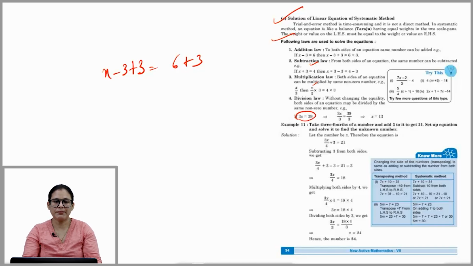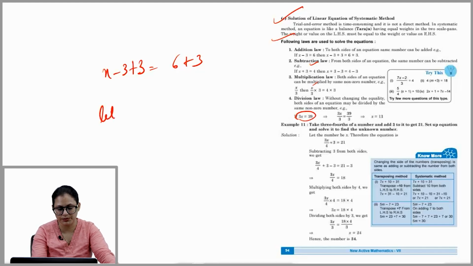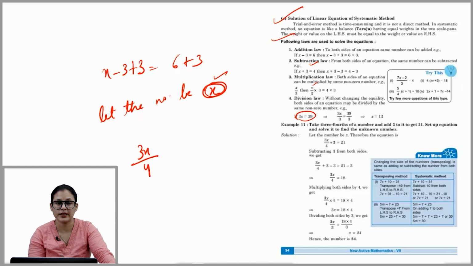Okay. Example 11, take 3/4 of a number and add 3 to it to get 21. Set up the equation and solve it to find the unknown number. Okay. So first we will let the number be A, B, C or X, Y, Z, whatever you want to take. Let the number be x. So what does the equation say? Take 3/4 of a number. Okay, we have this number. So 3/4 of this number. Then add 3 to it. Then we will get 21.